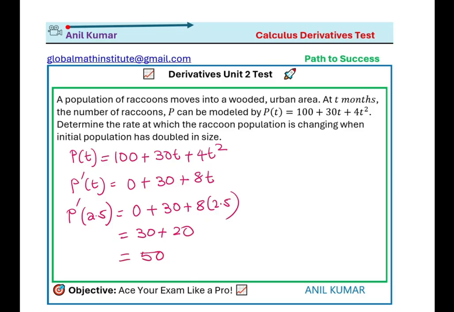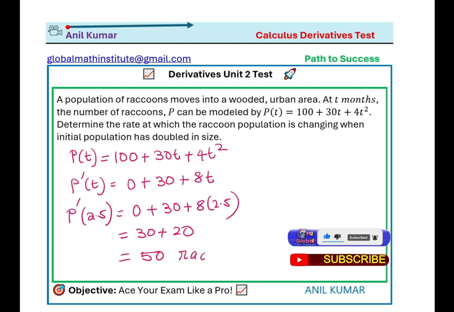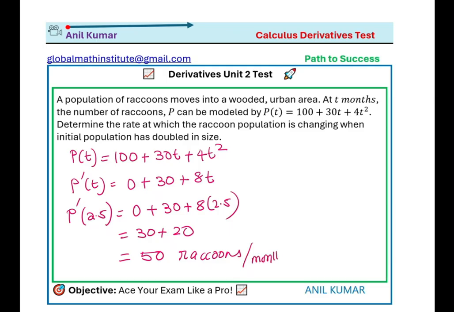So the population size, which will be after 2.5 months, the rate of change will be so many raccoons per month, right? So many raccoons per month. So that is how we are going to answer this particular question.